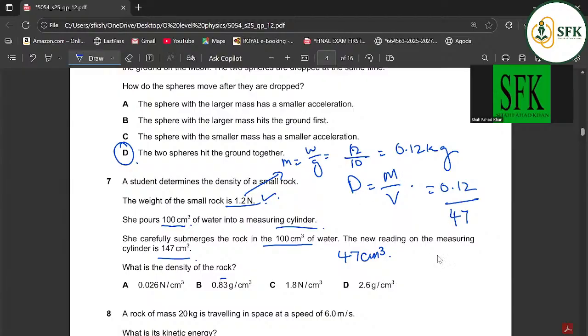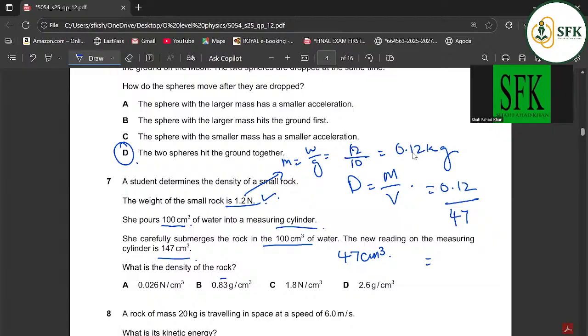We divide that by 47. Let's see if the answer matches any of the answer options when we divide it by 47. Otherwise, we'll need to change the units. It's 0.0026. We don't have that matching any one of them. So you don't have to convert that into newtons.